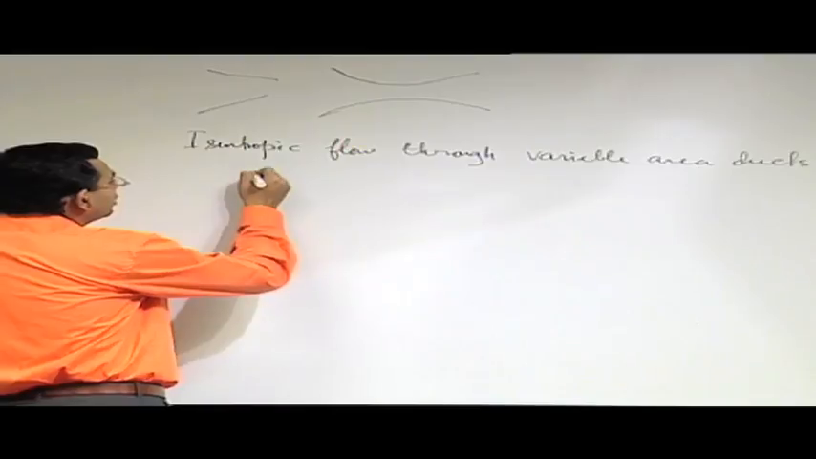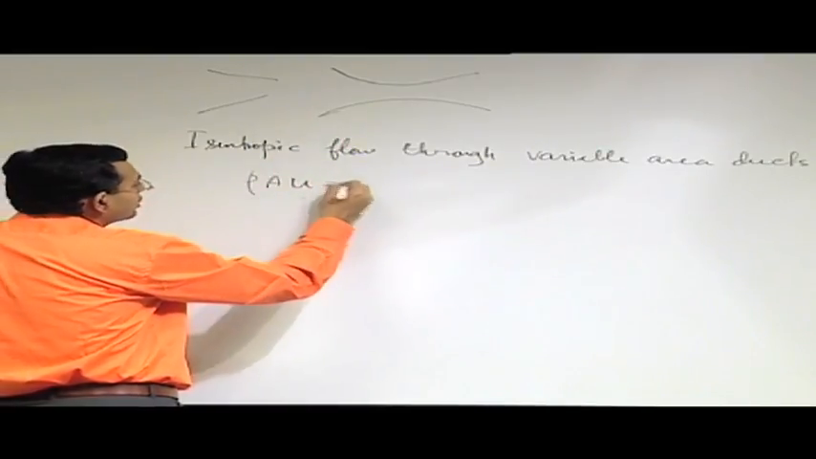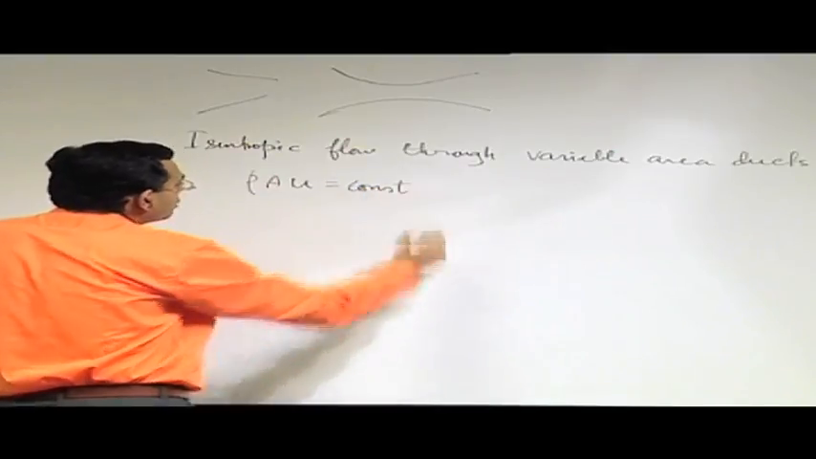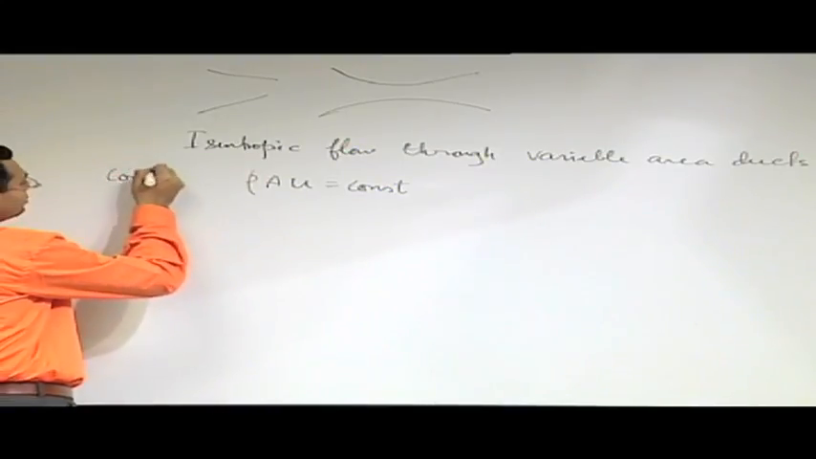One is of course the continuity equation, and in all cases we are assuming that it is a one dimensional flow. So rho into A into U, that is a constant. This is from the continuity equation.